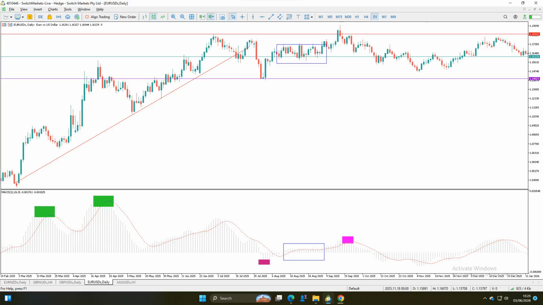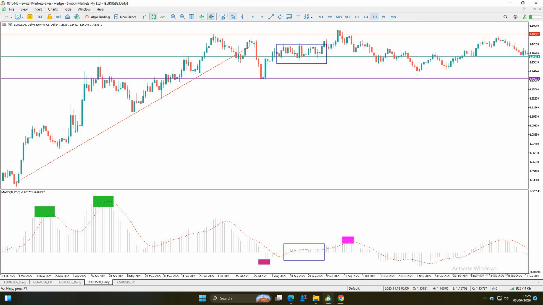Instead of aggressively looking for trades, experienced traders become more selective. Many will wait for MACD to expand significantly before committing capital. In simple terms, large MACD peaks equal momentum. Small MACD peaks equal noise. The blue rectangle is a perfect example of how MACD can help traders identify choppy conditions and avoid getting trapped by low-quality signals.